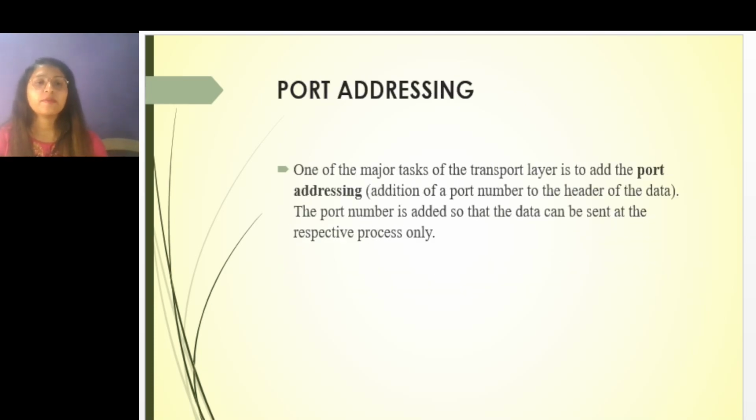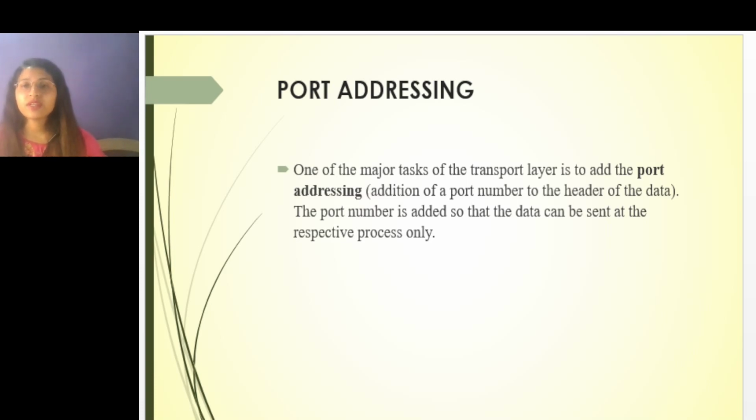And a very important concept is the port number. What is a port number? A port number is a special kind of address which is going to recognize the process. Just as an IP address identifies the computer, your system, uniquely, similarly the port number is going to identify the process uniquely.